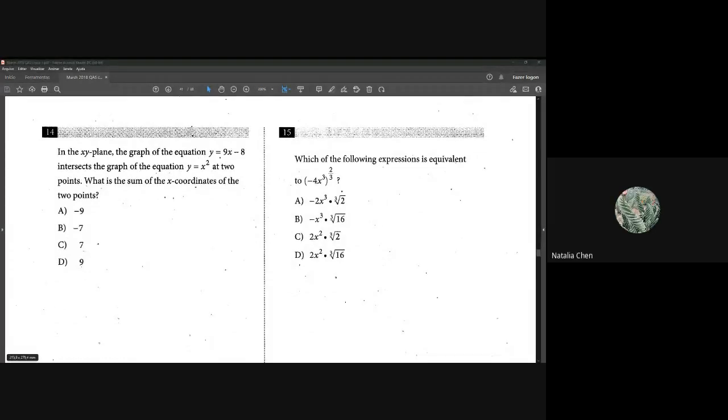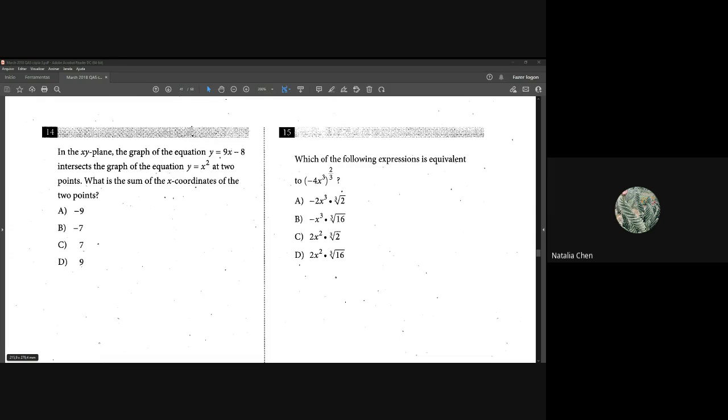In the xy plane, the graph of the equation y equals nx minus a intersects the graph of the equation y equals x squared at 2 points. What is the sum of the coordinates of the 2 points?